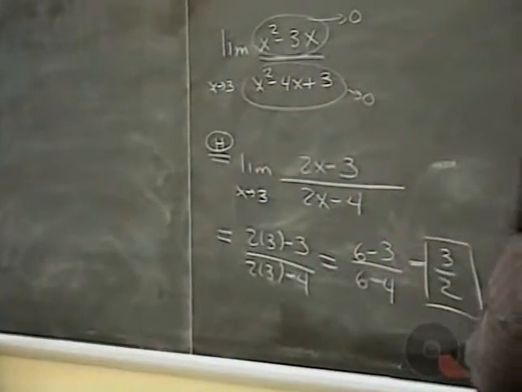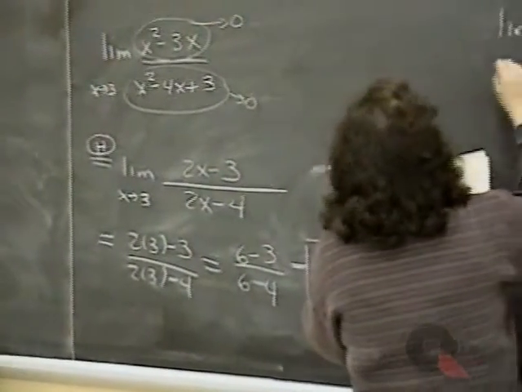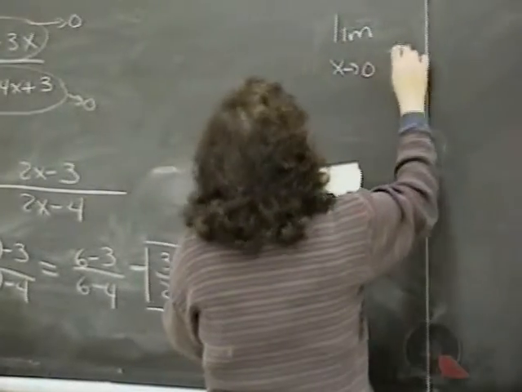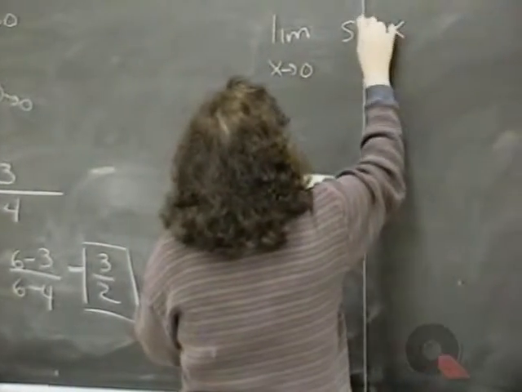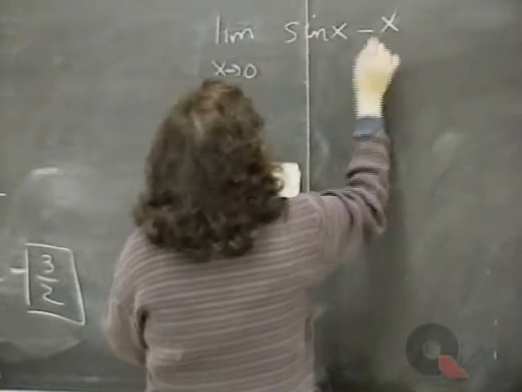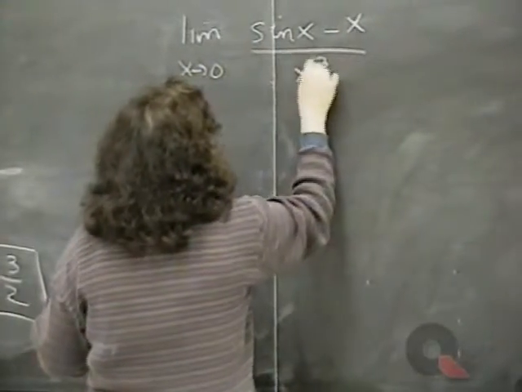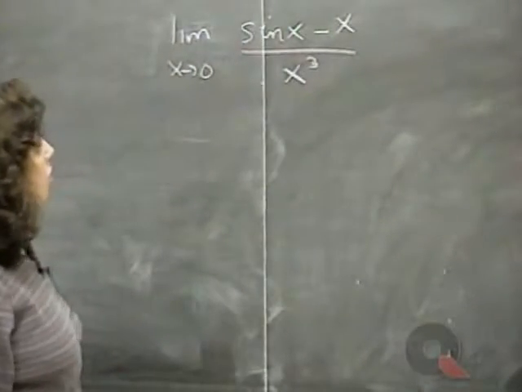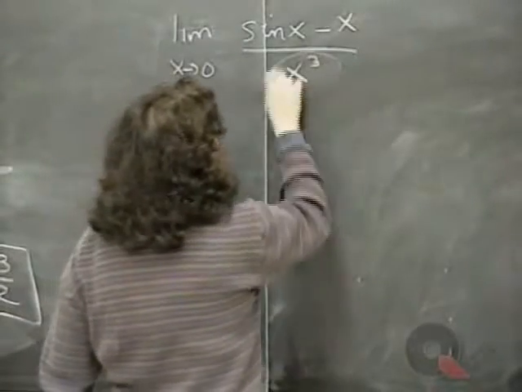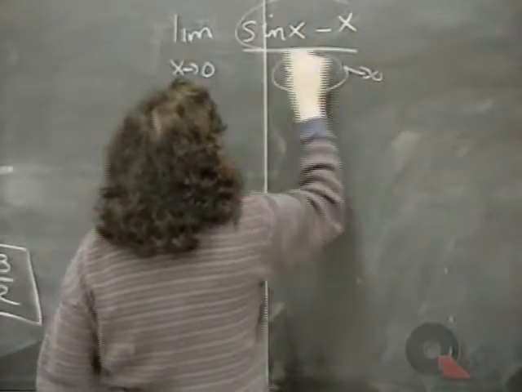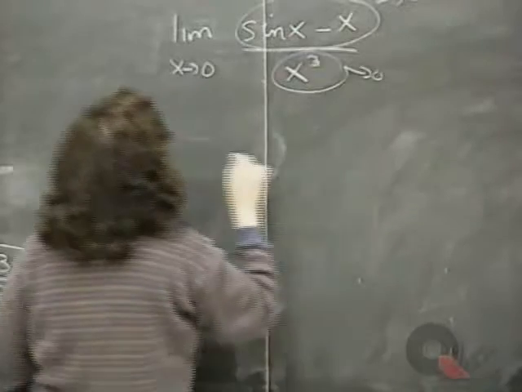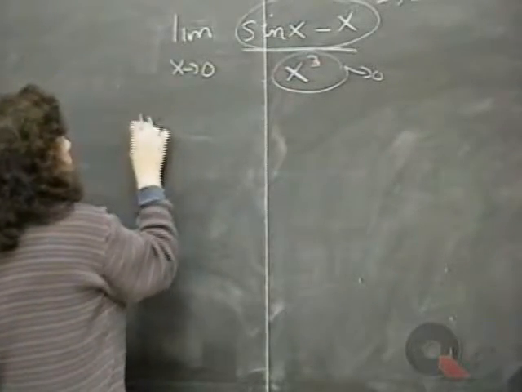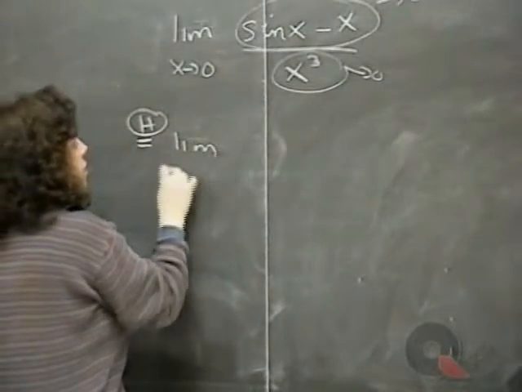Okay, let's try another example. Limit as x approaches 0 of sine x minus x over x cubed. Once again, as x goes to 0, the bottom is going to 0, and so is the top. So we have a setup to use L'Hopital's rule.